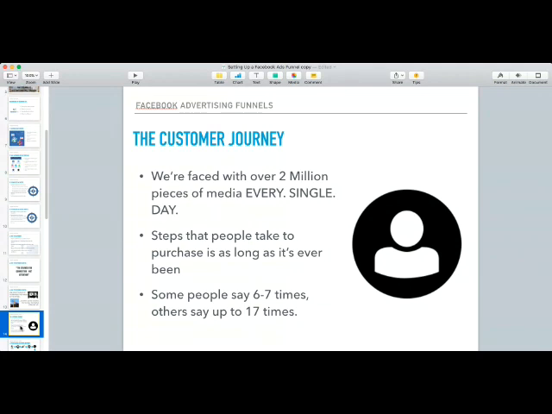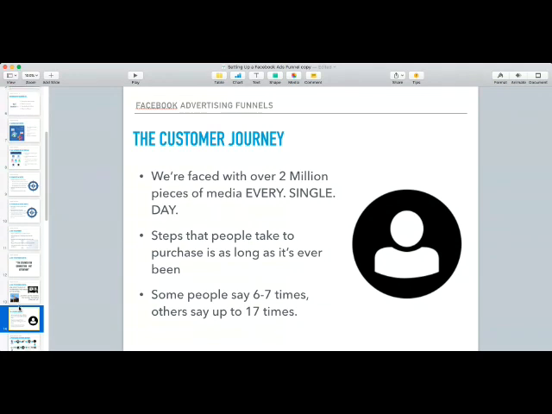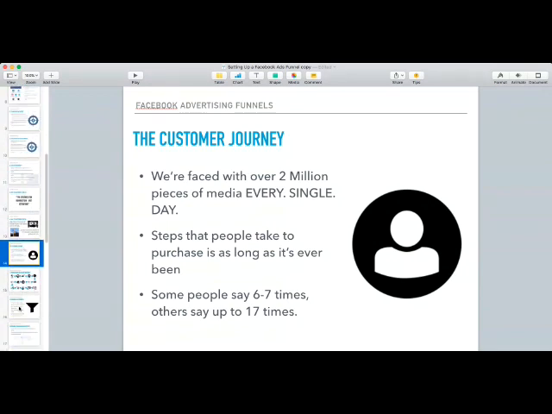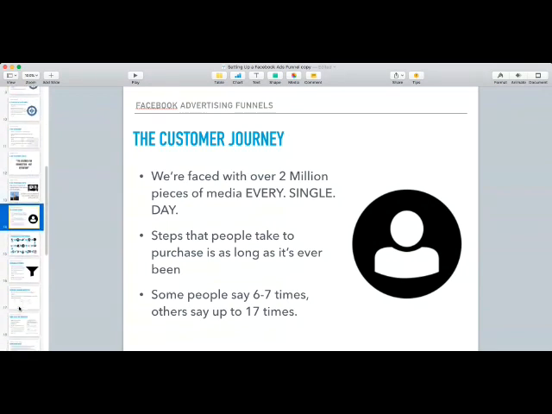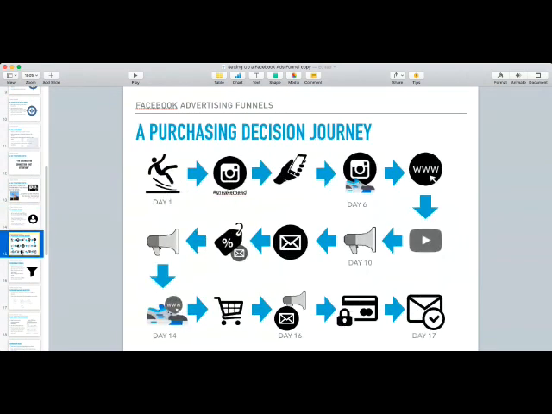People are taking longer to make a decision, they're investigating more, and they've got so many more resources at their fingertips that they can investigate your brand and your products and compare your products to other businesses out there as easy as it's ever been. So the decision-making process is as long as it's ever been.